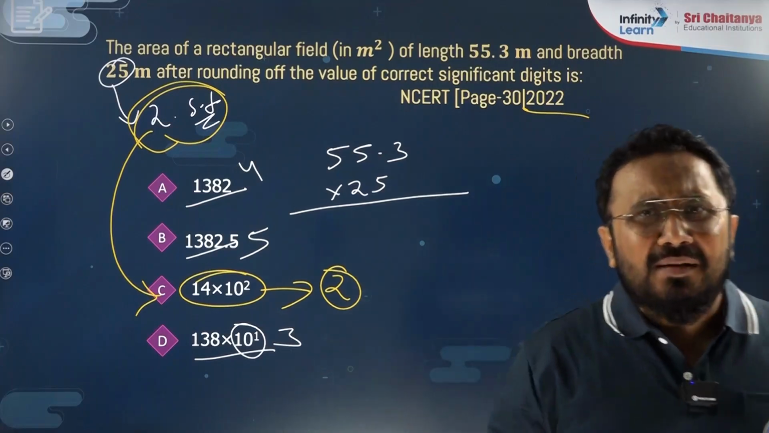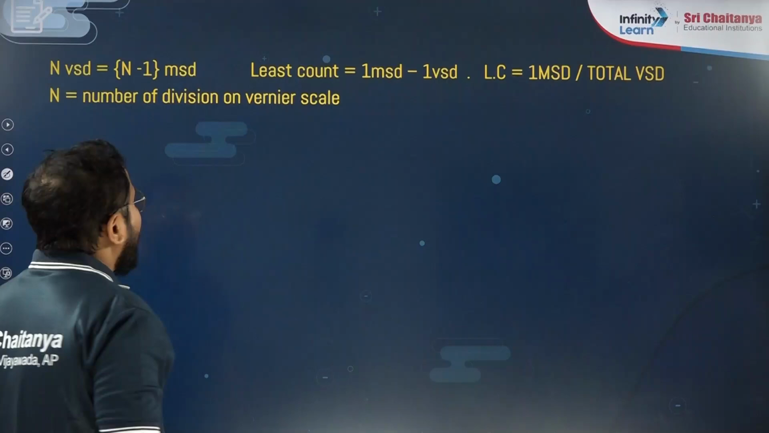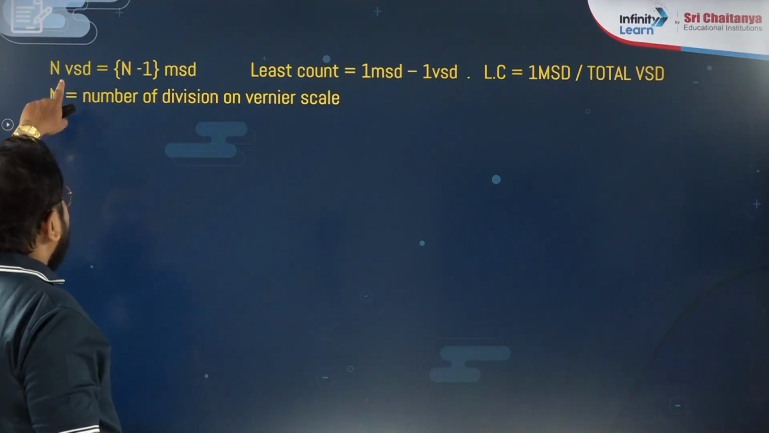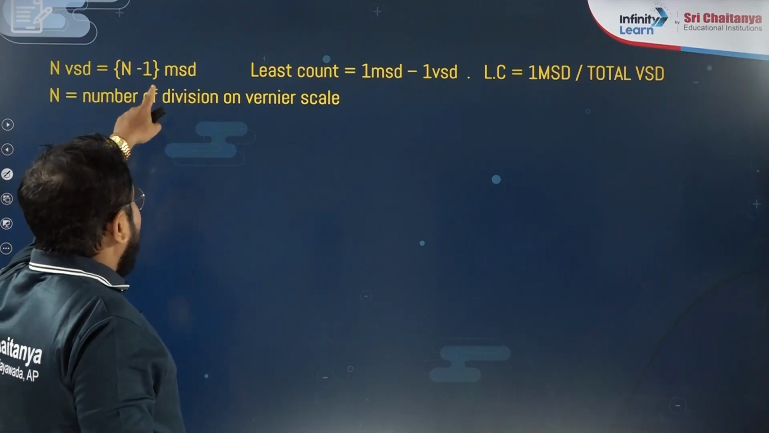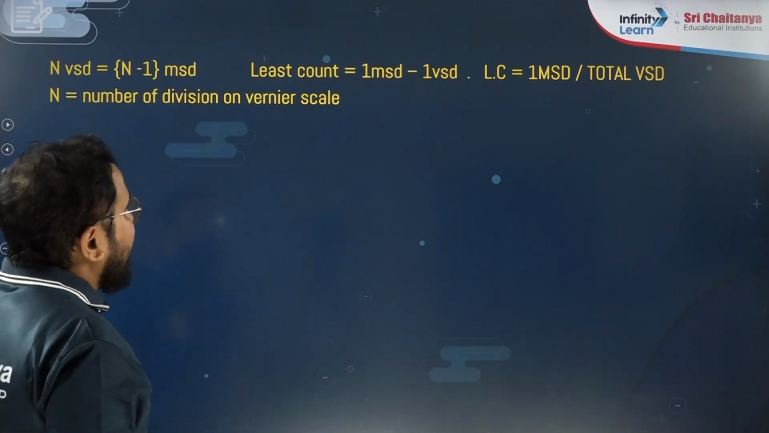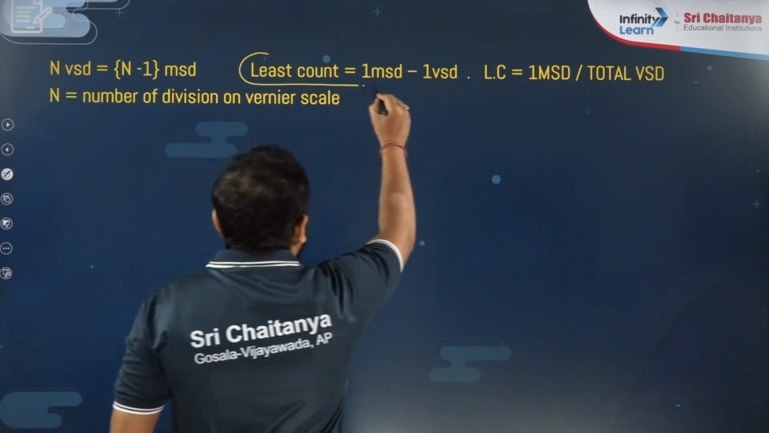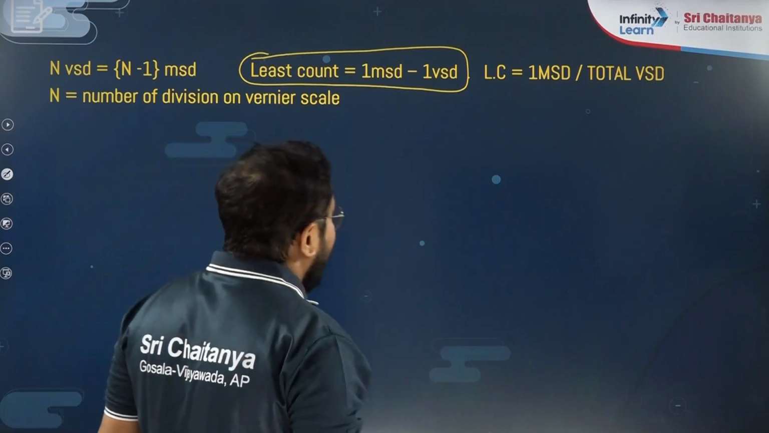So you can do these types of questions directly. Now let's see the vernier scale. What is the vernier scale? Number of divisions on the VSD, n-1 on the MSD. This is the direct formula. You can simply learn this formula also. Least count is equal to 1 MSD division minus 1 VSD division.